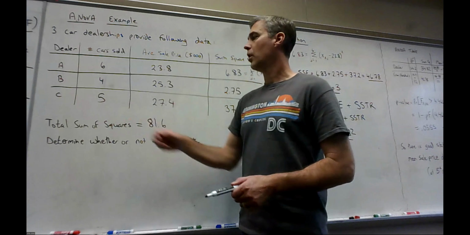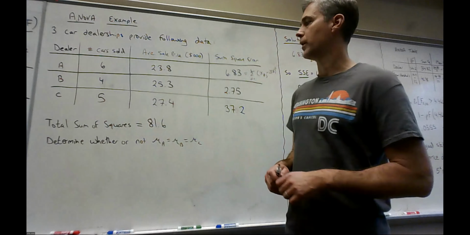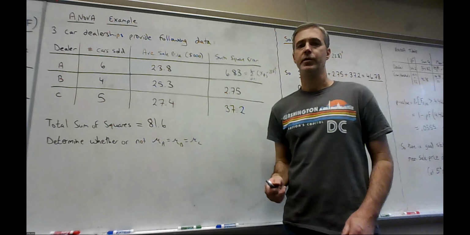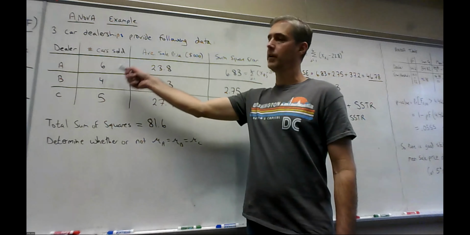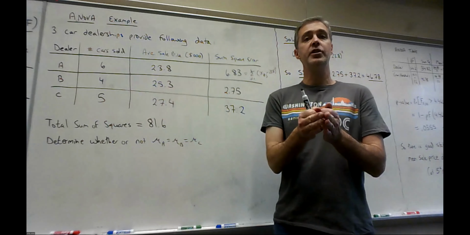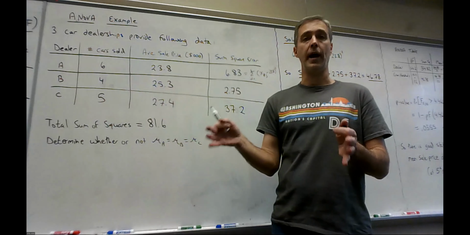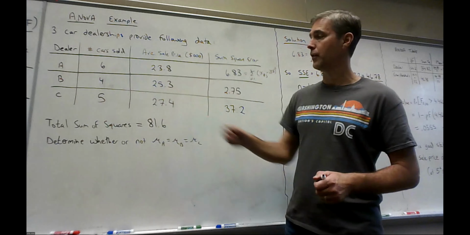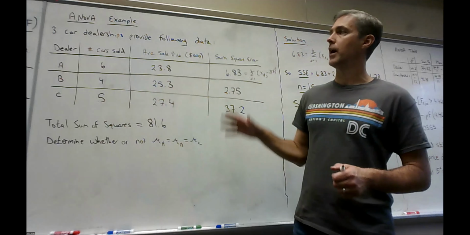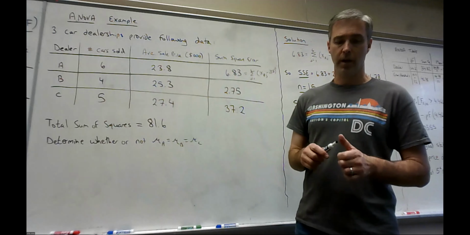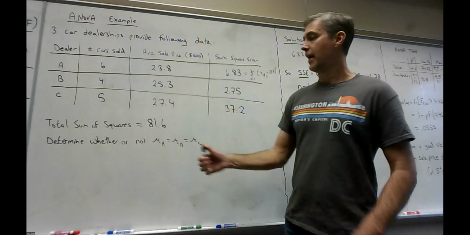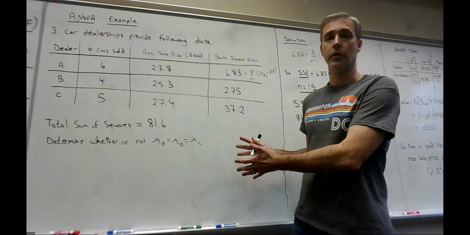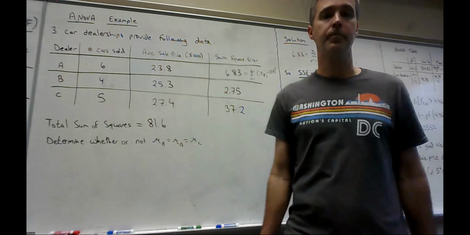And then we're also told the total sum of squares was 81.6. And if you remember, the total sum of squares was all 15 of these cars, each of their differences from the overall average sale price of all the cars, squared and added together. So we're told that. And we wish to determine whether each dealer's average sale price is the same as the others. The typical one-way ANOVA question, right?